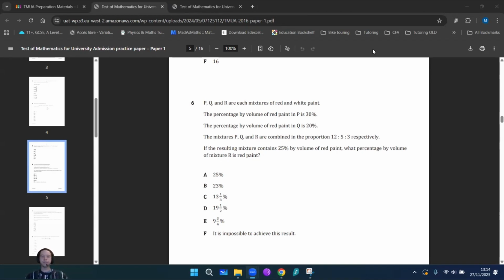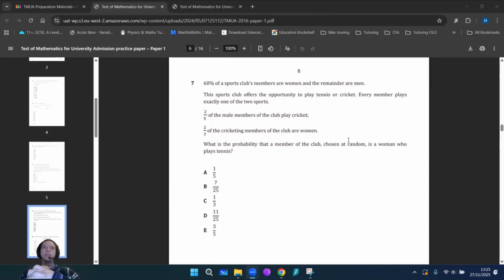All right, let's go. Okay, question 7. 60% of a sports club's members are women and the remainder are men. This sports club offers the opportunity to play tennis or cricket. Every member plays exactly one of the two sports. 2/5 of the male members of the club play cricket. 2/3 of the cricketing members of the club are women. What is the probability that a member of the club chosen at random is a woman who plays tennis?